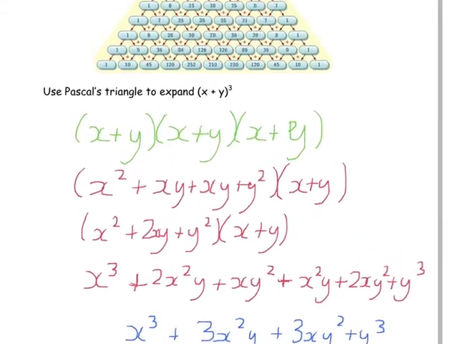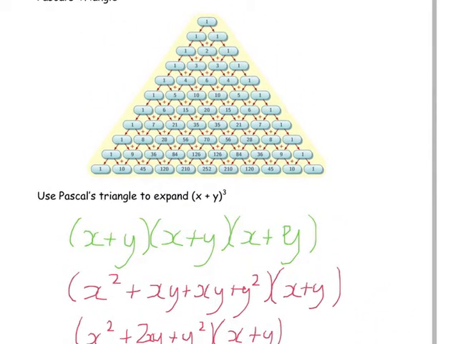And if we go back up to our Pascal's triangle, you'll notice that on our fourth row, because remember we've got 4 terms in our answer, we've got 1, 3, 3, 1. And that's not a coincidence. And that is how Pascal's triangle can help us with the expansion. Because if we're looking at doing (x plus y) cubed, we're going to be looking at the fourth line down.